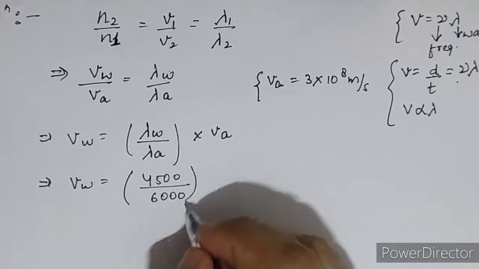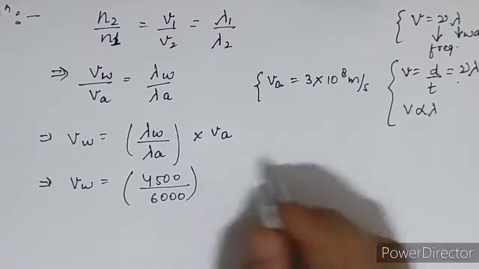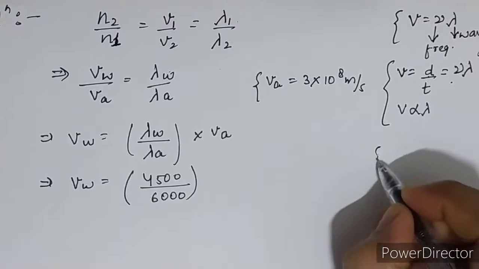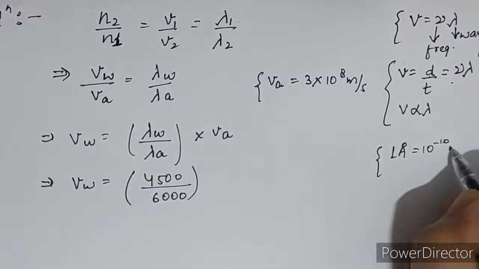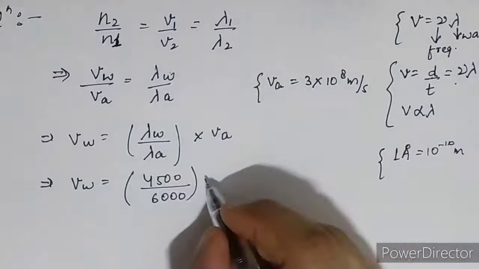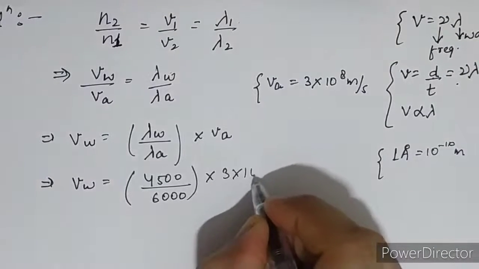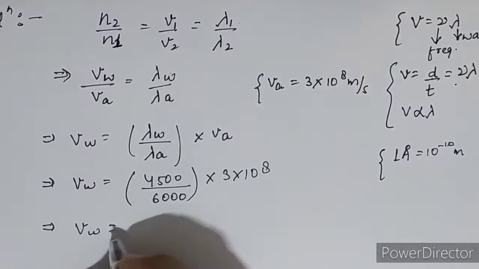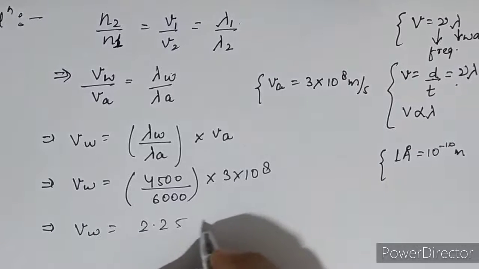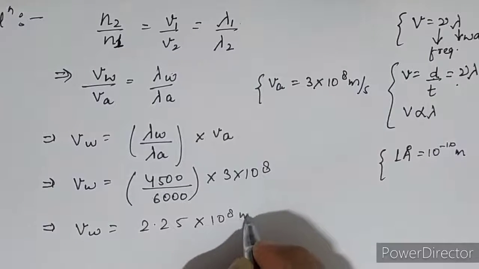Angstrom is the same unit, so the unit cancels out, 10 to the power minus 10. I am writing it down: 1 angstrom means 10 to the power minus 10 meter, into 3 into 10 to the power 8. When you solve it, you may even check it, its answer will be 2.25 into 10 to the power 8 meter per second.